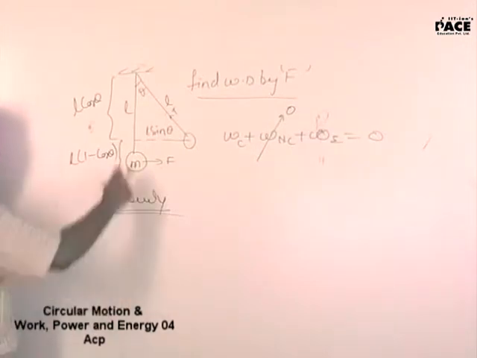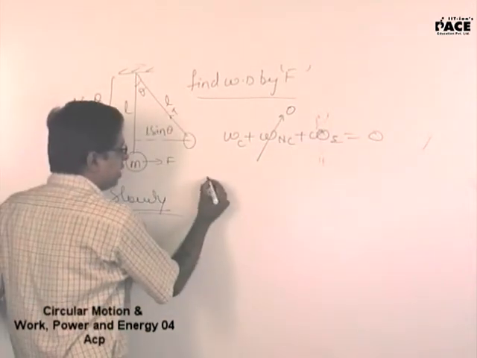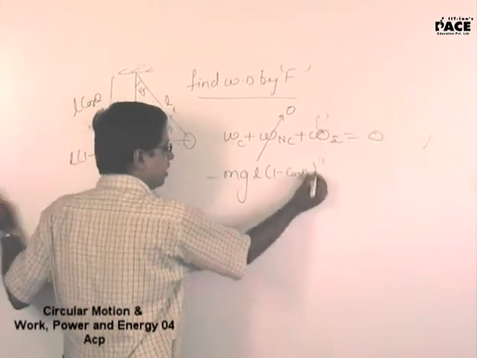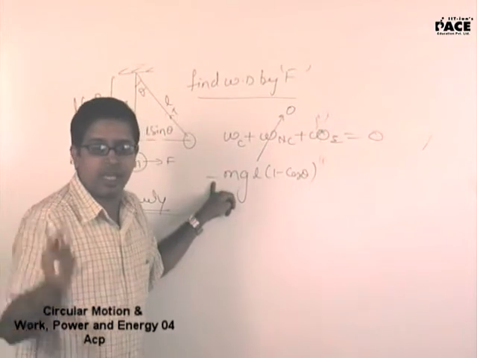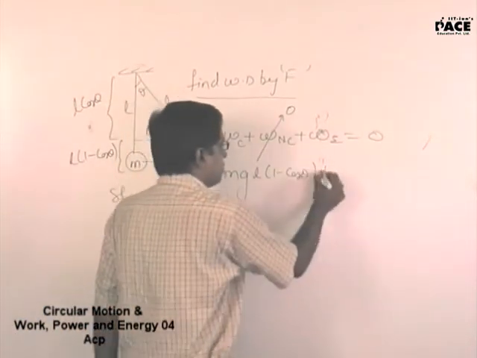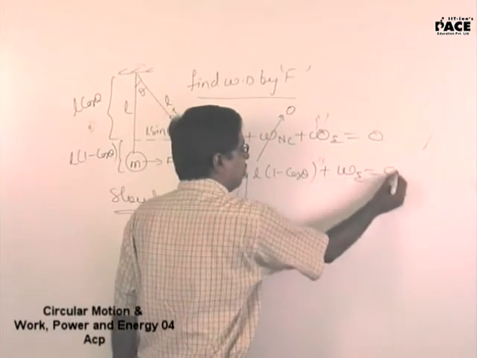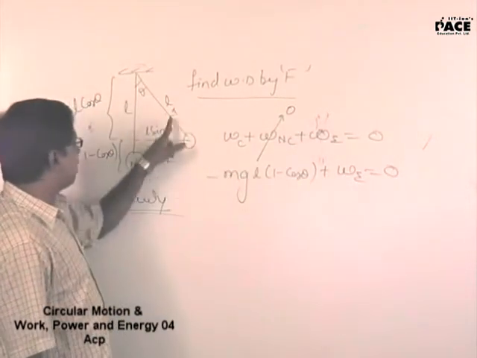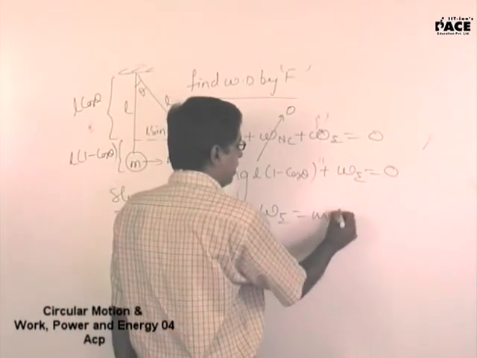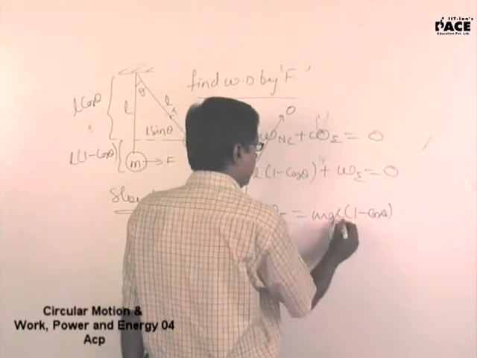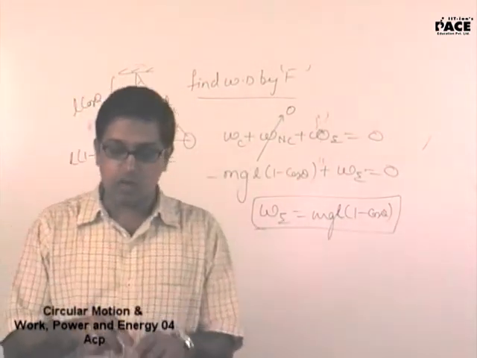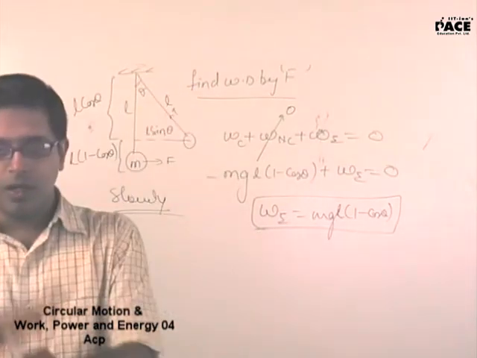Mg in the downward direction, displacement in the upward direction, so minus mg L into (1 minus cos theta). Why the negative sign? Because the angle between the force and the displacement is 180. Plus the work done by the external force should be equal to 0. You are asking me the work done by the external force, and hence I will get that to be mgL into (1 minus cos theta). This is the indirect way of finding the work done by an external force. Wonderful, right?